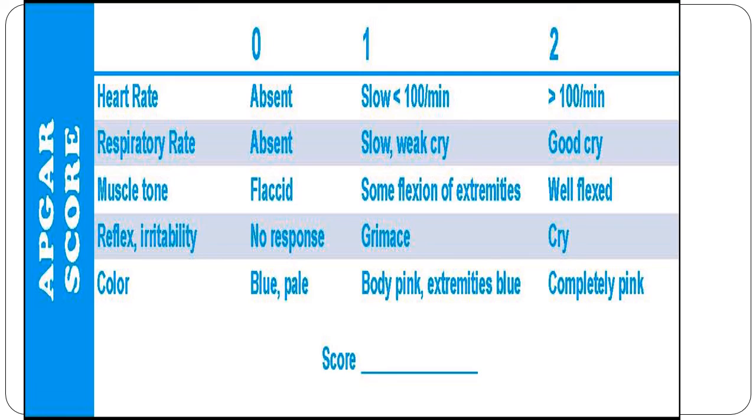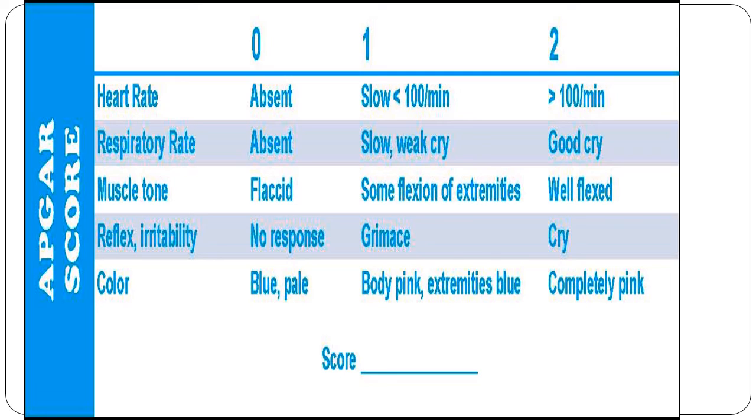So you can see 0 for an absent heart rate, 1 for slow, which is under 100 beats per minute, and then 2 is for any heart rate over 100. Respiratory rate, if they're not breathing, they get a 0. If it's very slow, weak, not a lusty cry, they get a 1, and if they have a good lusty cry, they get a 2. Muscle tone, flaccid, no muscle tone, is a 0. Some flexion, not great, is a 1. Well flexed is a 2.